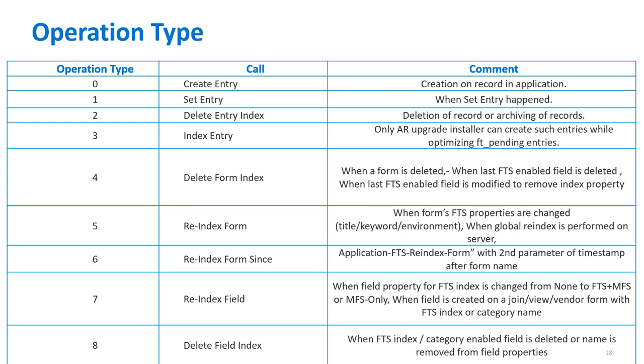FTS index is changed from none to FTS plus MFS or MFS only, or when a field is created on a join view, a vendor form with the FTS index or a category name. Delete field index. Previously we have seen a delete entry. Now there is a delete field index. It is specifically for those categories when the field FTS index or category enabled is deleted or the name is removed from field properties.